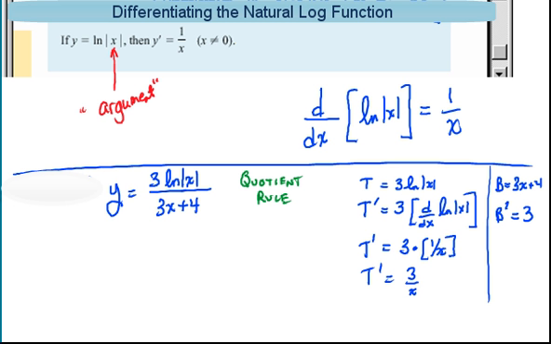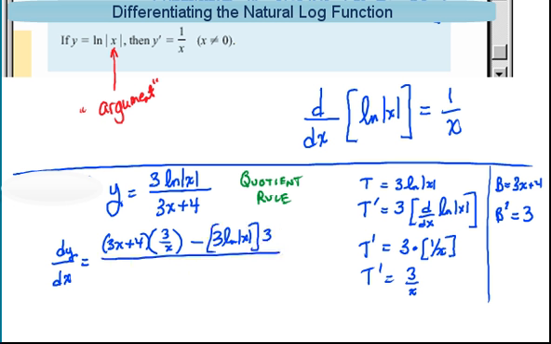So now we're going to be able to find dy/dx because we know that according to the quotient rule, it's the bottom, 3x plus 4, times the derivative of the top, 3 divided by x, minus the top, 3 times the natural log of x, times the derivative of the bottom, divided by the denominator, bottom squared.